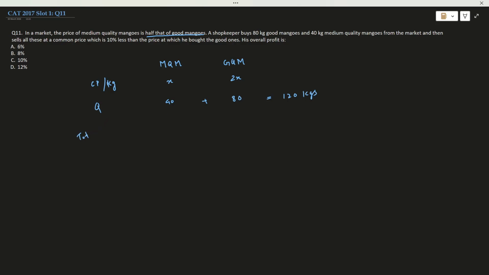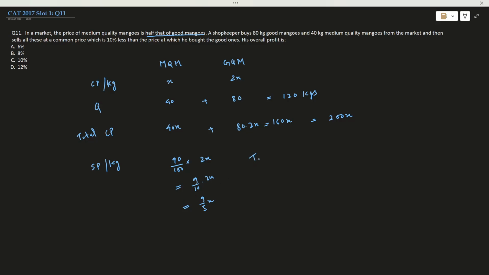So what is the total cost price that the shopkeeper has paid to buy all the mangoes? 40x plus 80 into 2x is equal to 160x. So what will be the total CP? Total CP will be 200x. What is the selling price per kg? Selling price per kg is 10% less, so 90% of good quality mangoes, so 2x. So this is basically 9 by 10 into 2x, or I can say 9 by 5x.